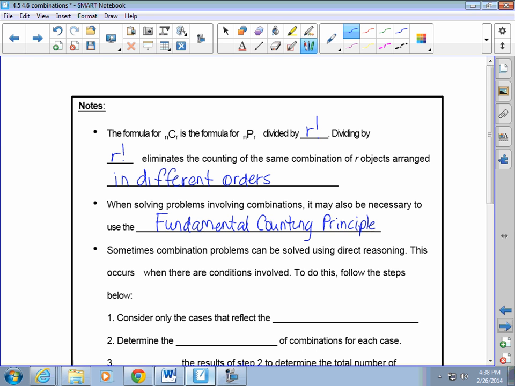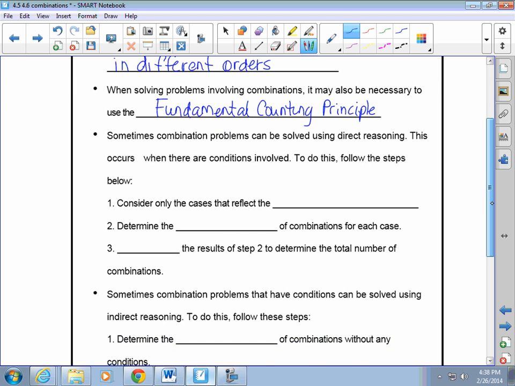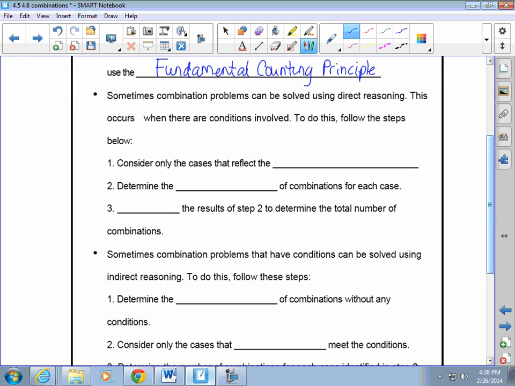Sometimes combination problems can be solved using direct reasoning. This occurs when there are conditions involved. To do this, follow the steps below, just like the problem we did. Consider only the cases that reflect the conditions. So our condition was we wanted at least 3 males on the committee. Determine the number of combinations for each case, so that's what we did. And then we added the results, and we added because of that "or" in there. We could have had 3 males or 2 males or 1 male.